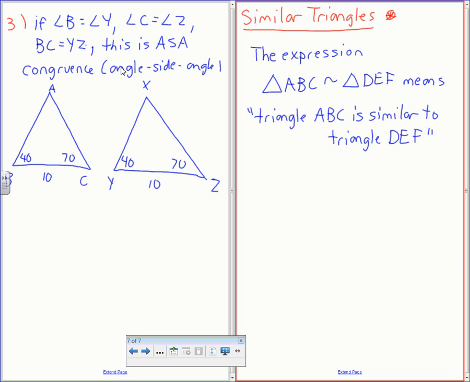Wait, so the squiggly means similar? Yes, squiggly means similar. And equals with a squiggly is congruent. A squiggly is going to be similar.